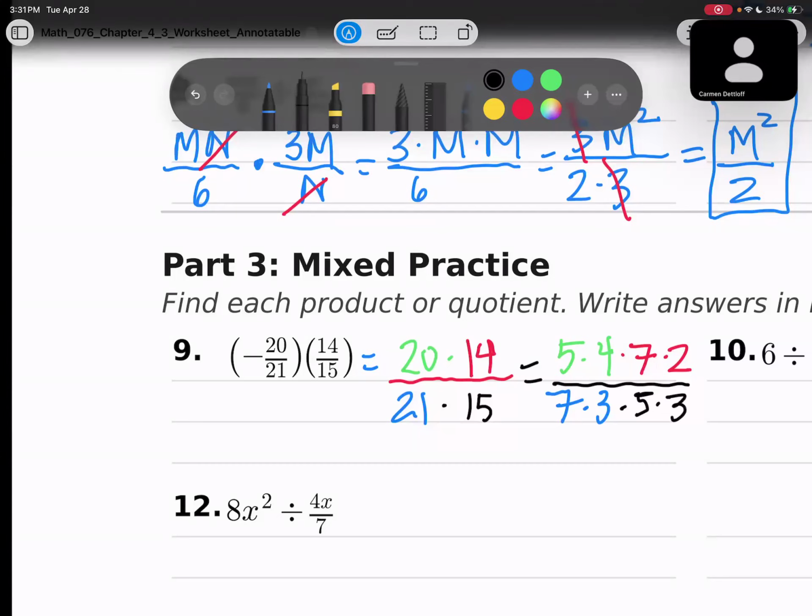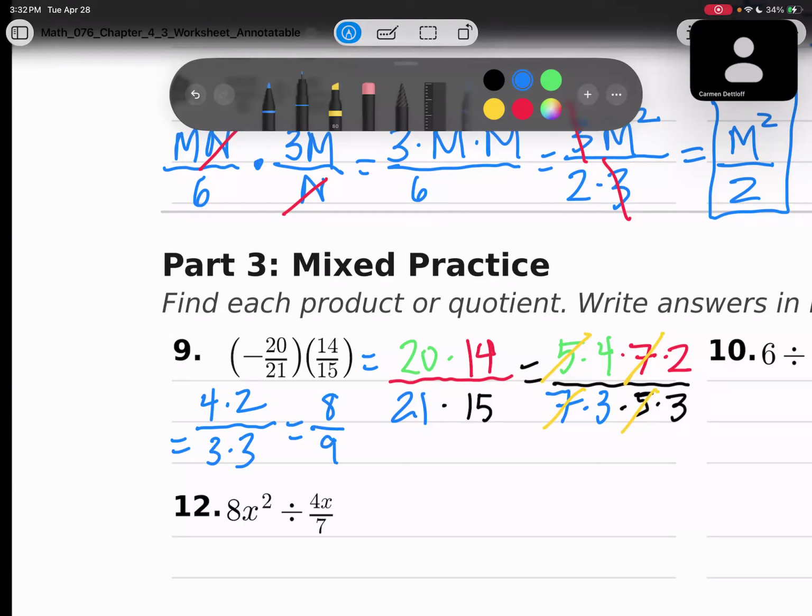Now I'm going to see if I have any canceling. I notice I have some sevens that might cancel. So my sevens cancel. And I also have a 5 in the numerator and 5 in the denominator. Those cancel. So now I'm left with 4 times 2 all over 3 times 3. Now I don't have anything else I can cancel, so I can multiply out. 4 times 2 is 8 over 9.